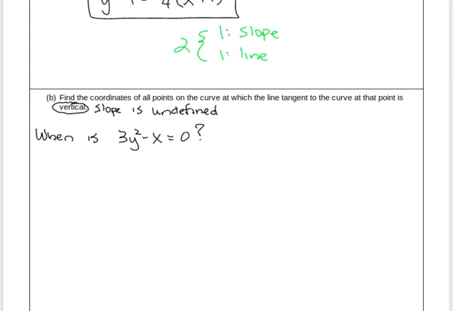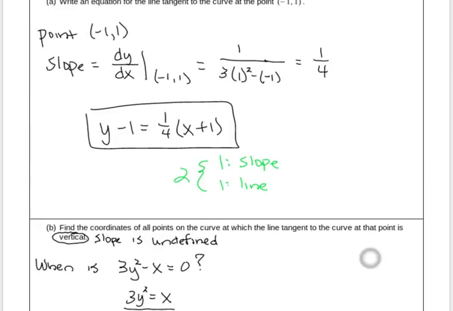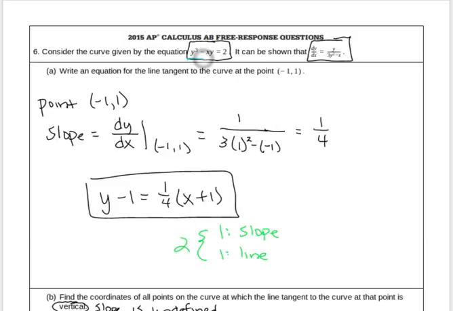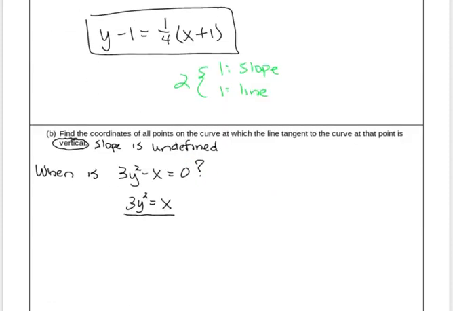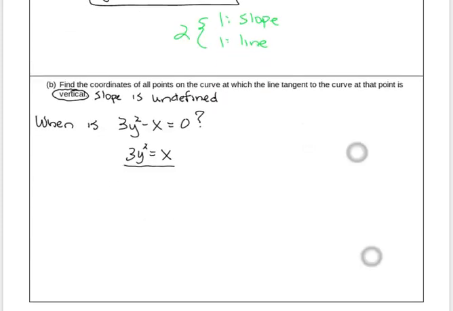So in order to do this, if I add x to the other side, I have 3y squared is equal to x. So I've got this equation here, but now I need to solve it, right? And I only have one equation, but I have two variables. So what I have to think about is the other equation that they gave me, which was the equation of the actual curve. So it's y cubed minus xy equals 2. So this is the actual equation of the curve.